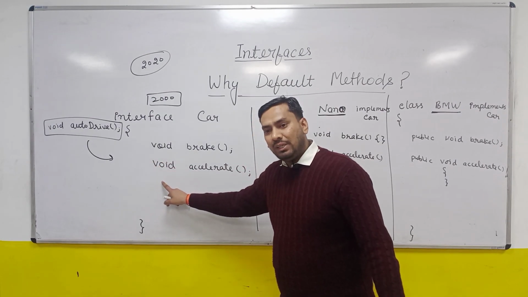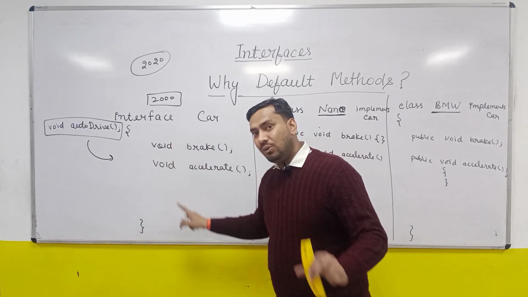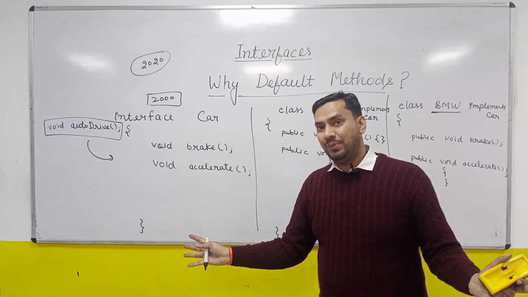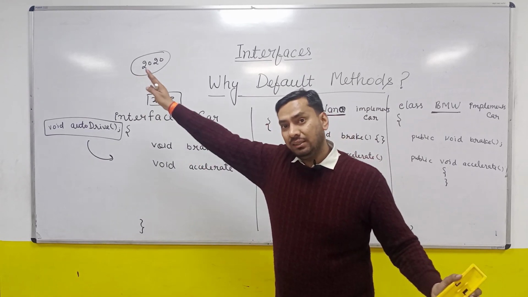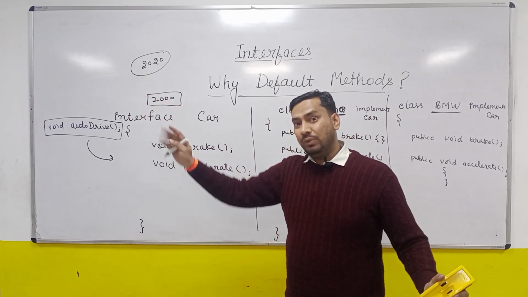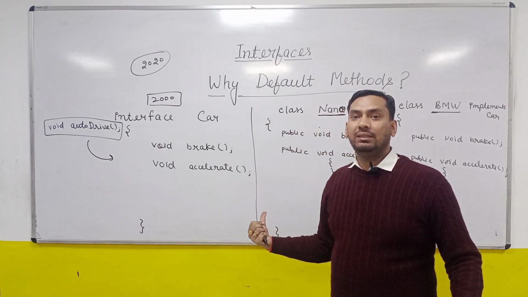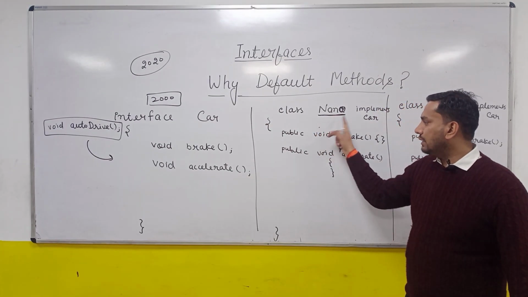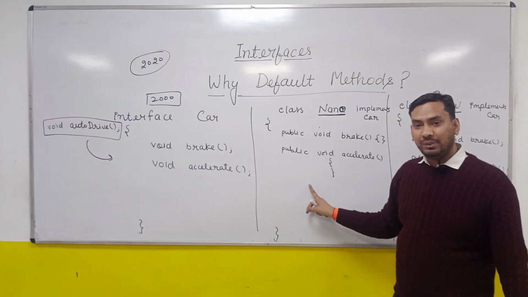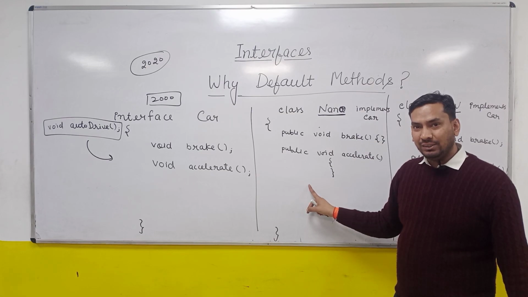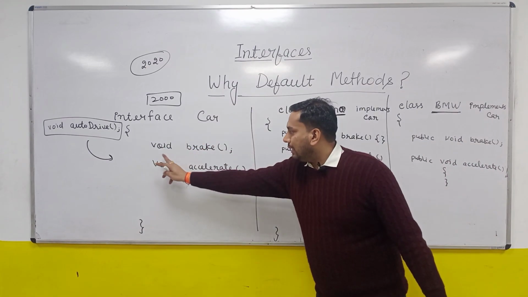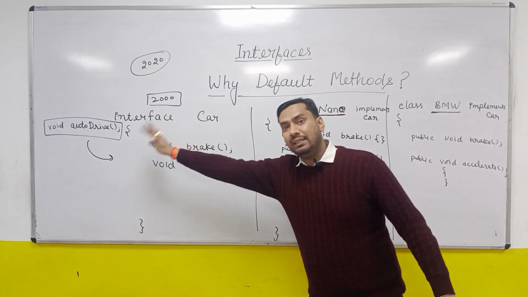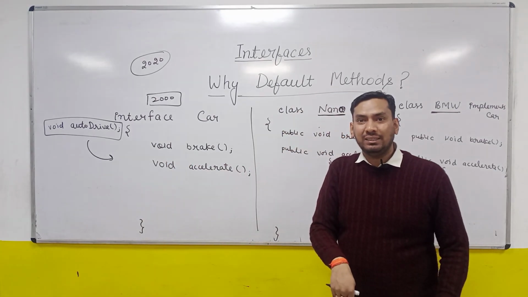As soon as you add a new abstract method here, this interface will now contain one more abstract method, and every subclass which has been created in the past 20 years will also get the new abstract method inherited. It means this Nano class will also inherit this auto drive method. Yes or no? Because this new method is added in the interface.